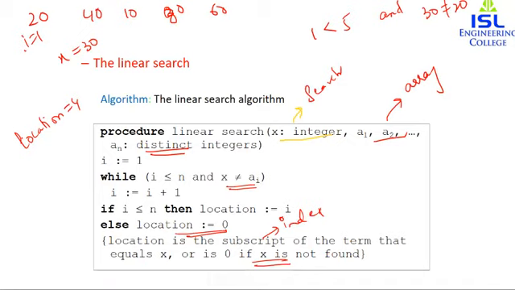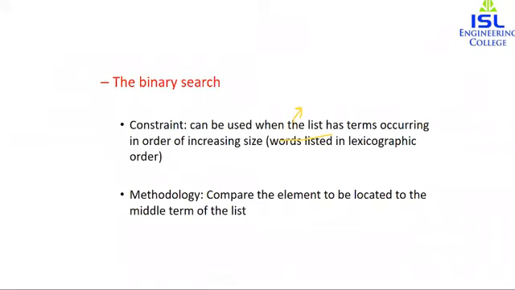Then the next search algorithm is binary search. So what is binary search? Binary search is a searching algorithm that can be used when the list has terms occurring in order of increasing order. Whenever they are listed from smallest to largest, we can use binary search, and this proceeds by comparing the element to be located to the middle term of the list. The list is then split into two smaller lists and the procedure continues.